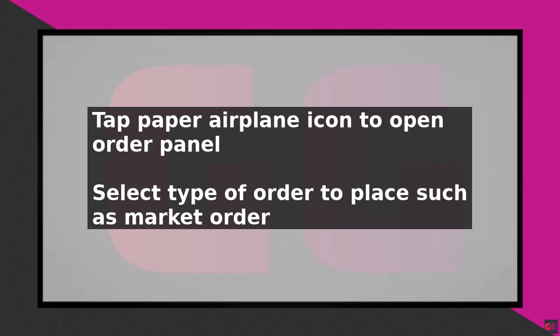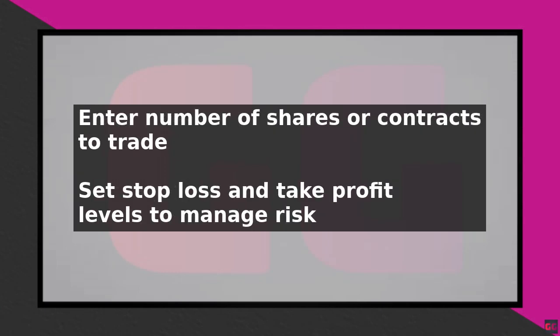Next, enter the number of shares or contracts you want to buy or sell. You can also set a stop loss and take profit level to limit your potential losses and lock in profits. After setting up your order, tap on the buy or sell button to execute the trade. Your trade will be sent to your connected brokerage firm for execution.